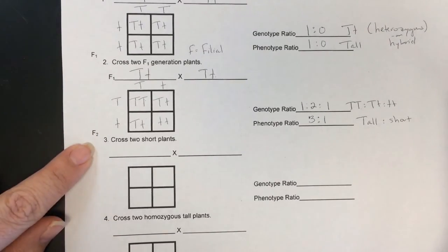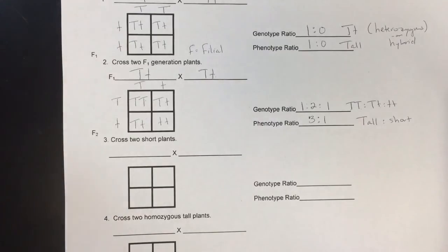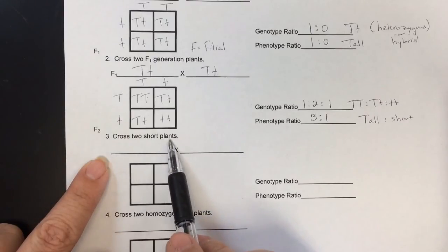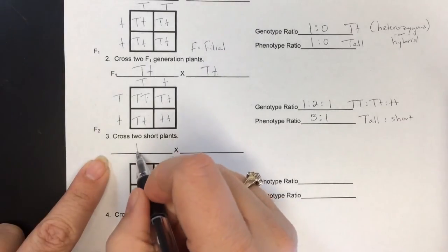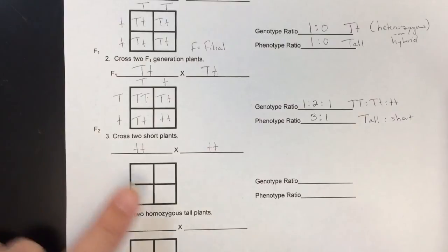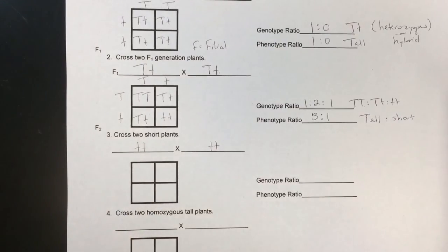This is what we call the F2 generation. It's another filial generation. Just means we're continuing to mate the generations. And so we're crossing 2 short plants. Now when we cross 2 short plants, that means that we know, genetically speaking, they are going to be little t and little t. And I'll let you go ahead and fill out that square because that one's pretty easy.